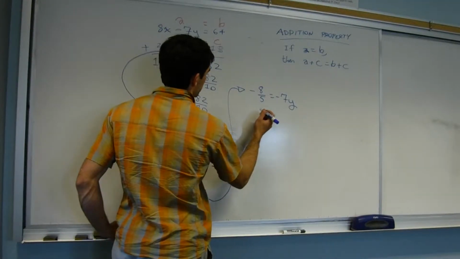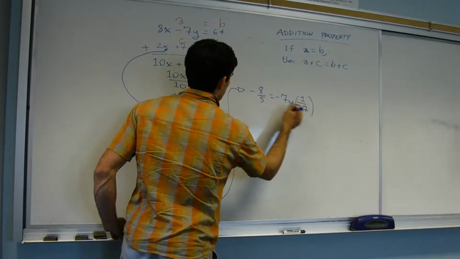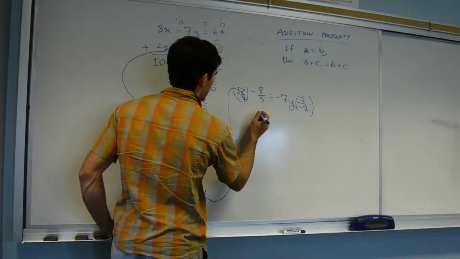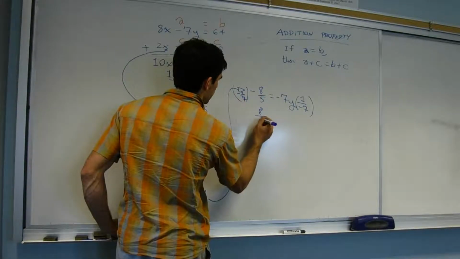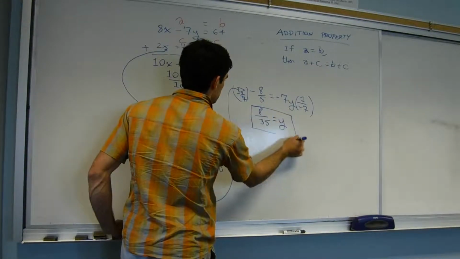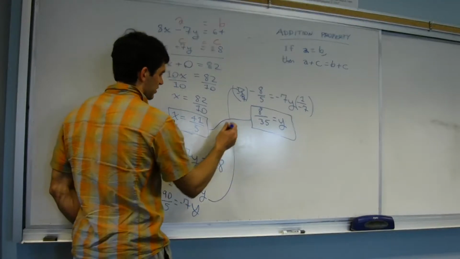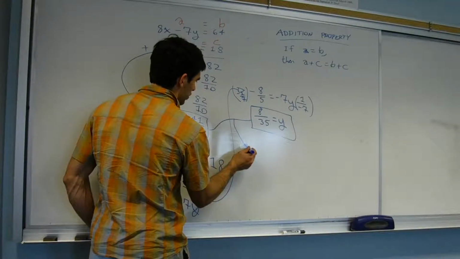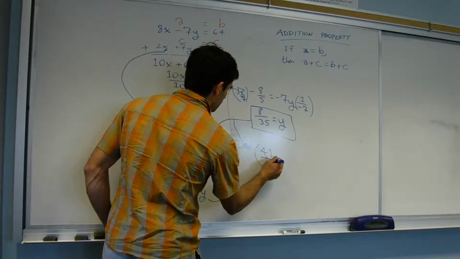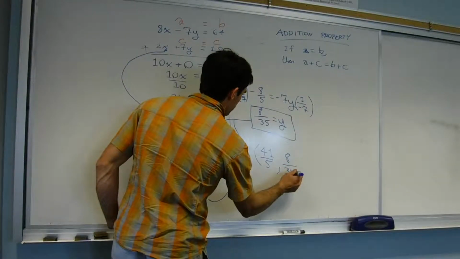And then if we divide each side by negative 7, we get 8/35 is equal to y. And we could either just leave our answer like that, or we could write it as a coordinate pair. And we would get 41/5, 8/35.